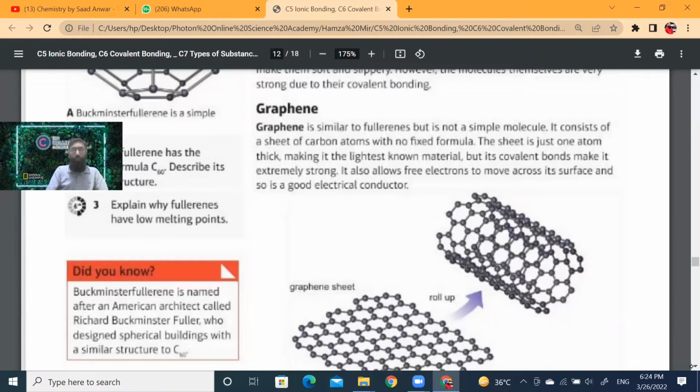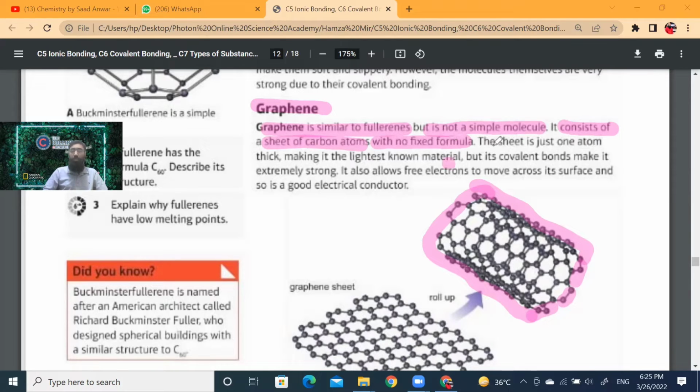The next is graphene. Graphene has a structure like this, a tube-like structure, you see? So many carbon atoms are combined together to make a structure, and we call that structure graphene. Graphene is similar to fullerene, but it is not a simple molecule. It consists of a sheet of carbon atoms with no fixed formula. Very important point: it has no fixed formula because it has varying numbers of carbon atoms.